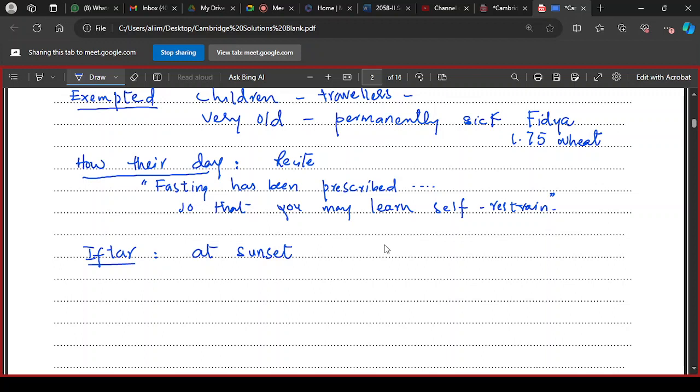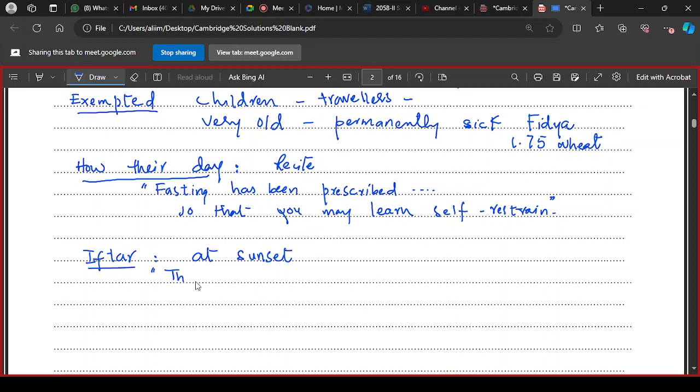According to the hadith of the Holy Prophet, they should break their fast immediately after the sunset, because the dearest of my servants are those who are quick in breaking their fast. So those who are quick in breaking their fast are the dearest to Allah Almighty.